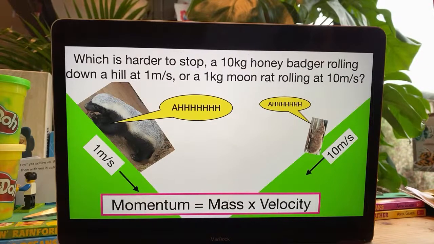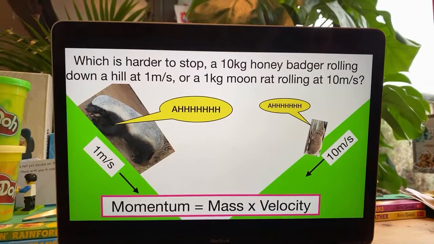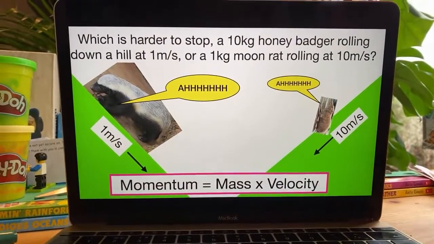A couple of people on Facebook the other day were saying, oh, well, one hill is steeper than the other. No, don't worry about the hills. Just look at the question. Just look at the information that you've been given. Don't try and be too clever about it. I think you're getting this. Some people were saying the badger the other day, but that's not right.